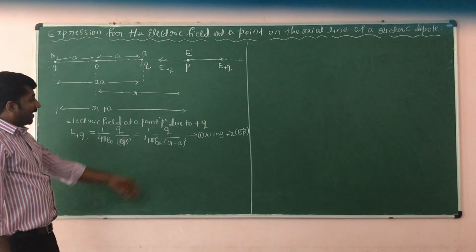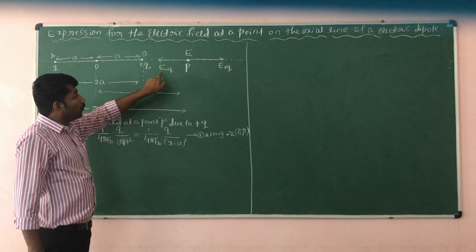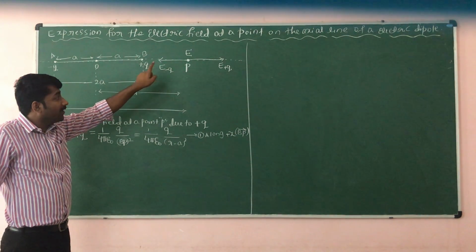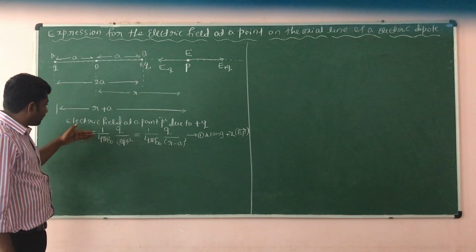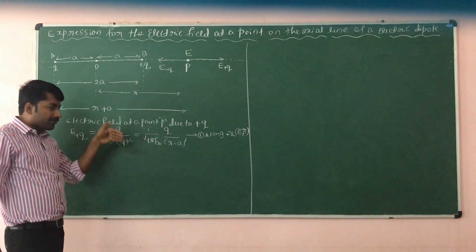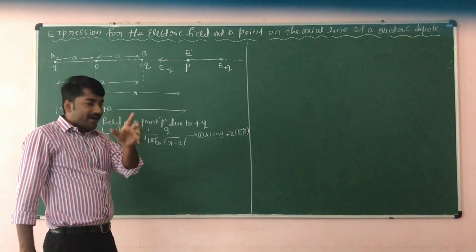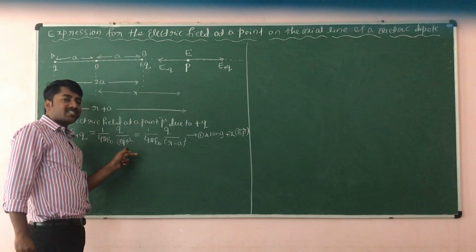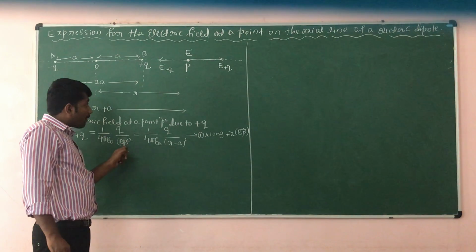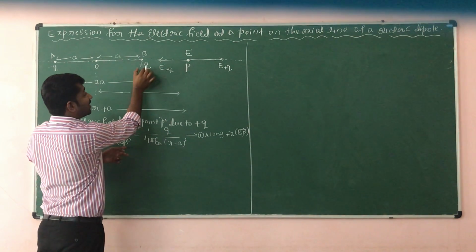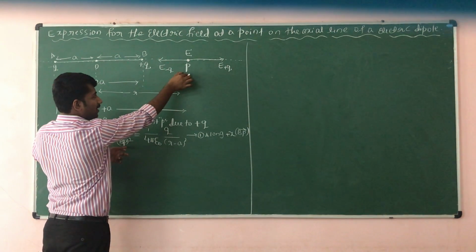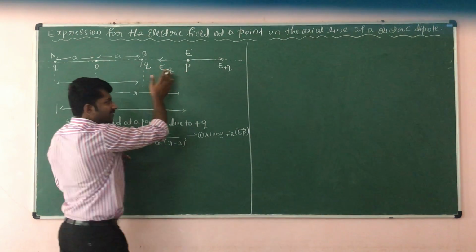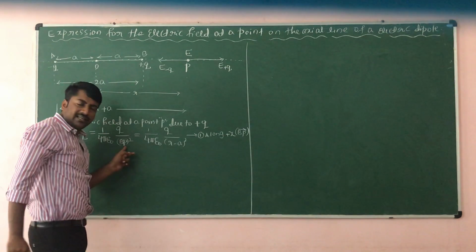Now, electric field at a point P due to the negative charge. You know the formula: electric field due to a point charge is 1 by 4 pi epsilon naught Q divided by R square. How can we find the value of R here? It is the distance from the point charge to the point where we calculate the electric field, that is distance R. If the distance increases, the electric field decreases.